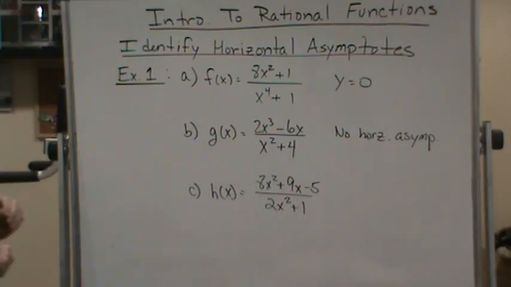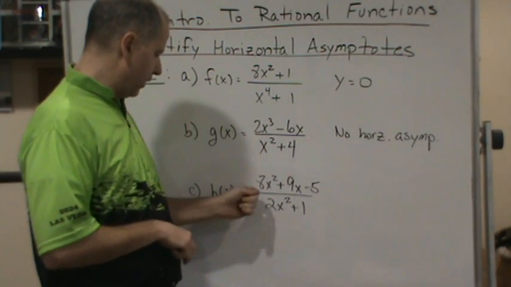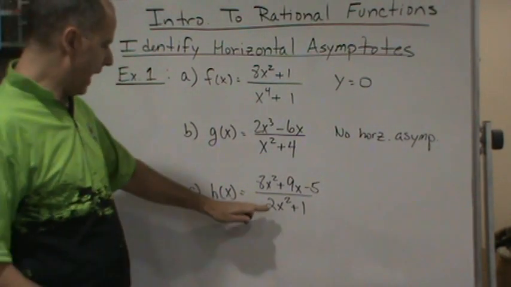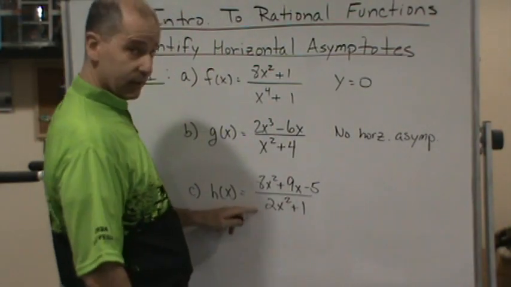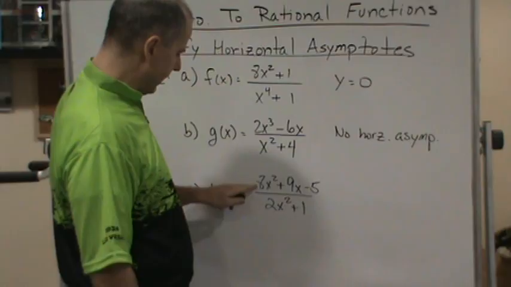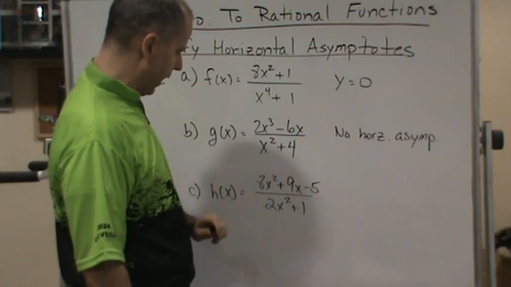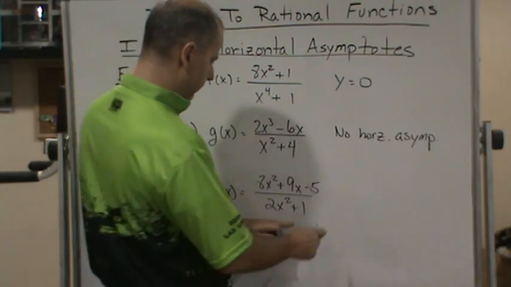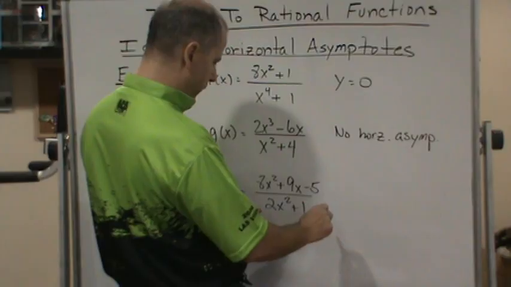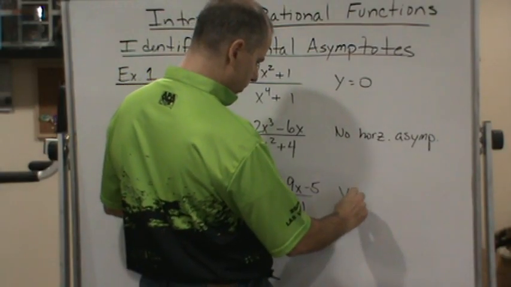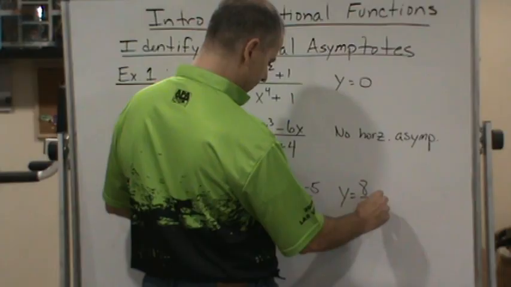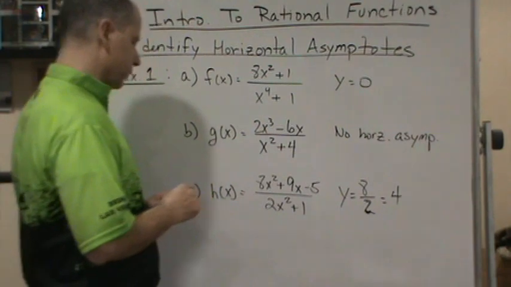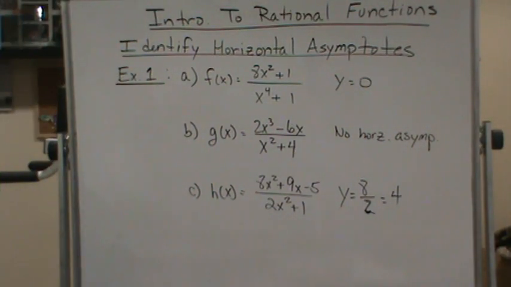And then C, look at the h of x here, the degree of the top and the degree of the bottom are the same. Which means now we could just take the ratio of the leading coefficients, right? So we have 8x squared plus 9x minus 5 divided by the quantity 2x squared plus 1. And so all we have to do is take the ratio of the leading coefficients, 8 and 2, and so we know that there's a horizontal asymptote at y equals what? At y equals 4. Okay?